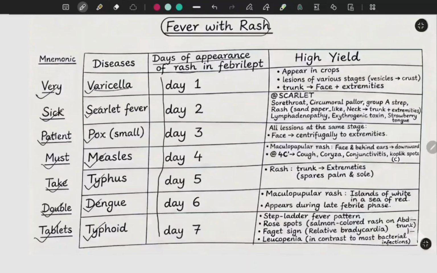For example, in varicella, rash appears on day 1 of the fever. It means the same day. In scarlet, day 2, and so on. Now we will see the most high yield points for each of these 7 conditions.